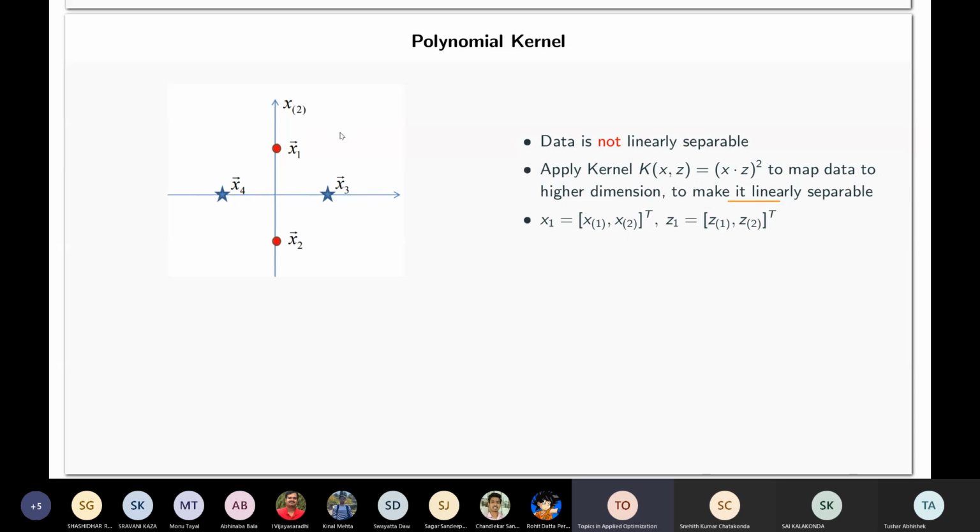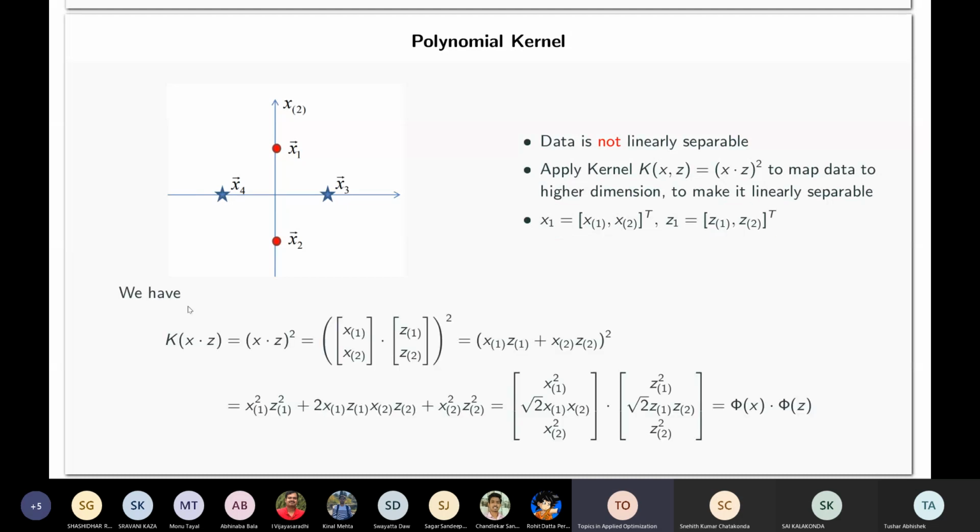Since this is 2D, let us say x is x1, x2 and z is z1, z2. Now let us do this computation. The kernel of x dot z, according to our definition, is (x dot z) whole squared. In other words, x is x1, x2 and z is z1, z2. We take a dot product and then square it. If we do this, we get x1 z1 plus x2 z2, the result of the dot product, and then the square of that.